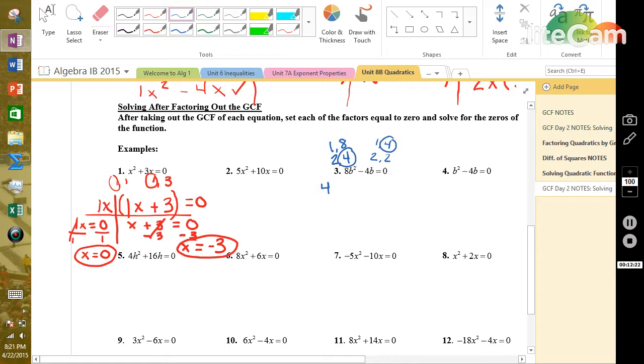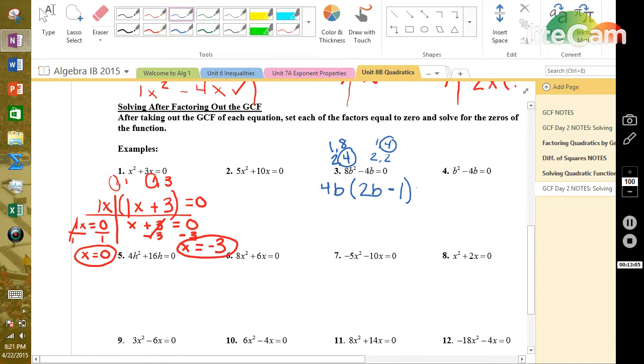I have b squared and b, so the most b's I can take out is 1. Now I have to see what's left over. 4 times what gives us 8? 2. There were 2 b's to start. I took 1 out, so there is 1 b left over. Now we have to get our second term. We ask, 4 times what will give us negative 4? Negative 1. There was 1 b. I took 1 out, so there are no b's left.